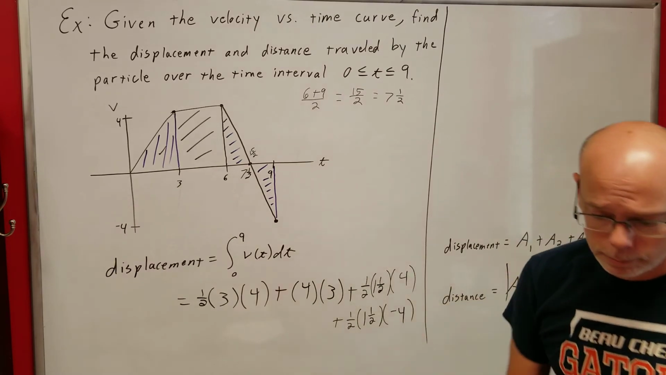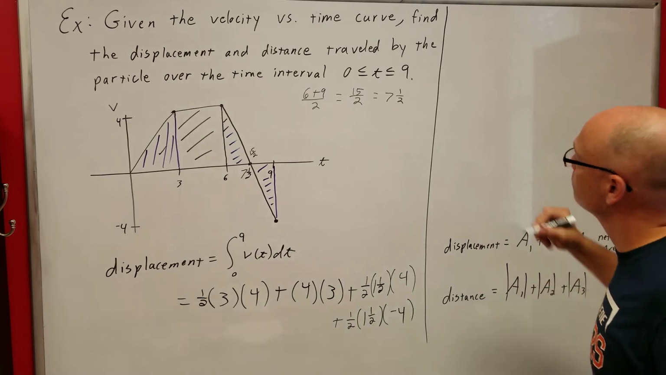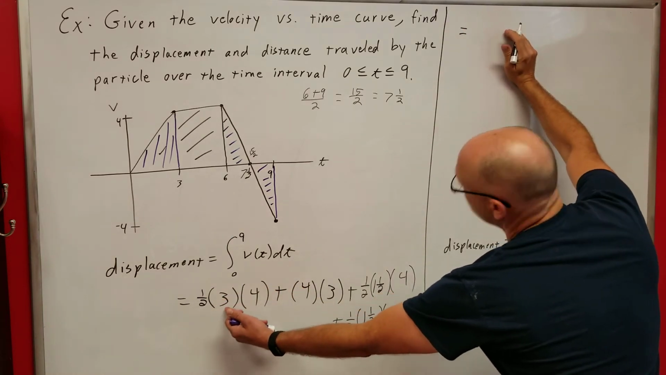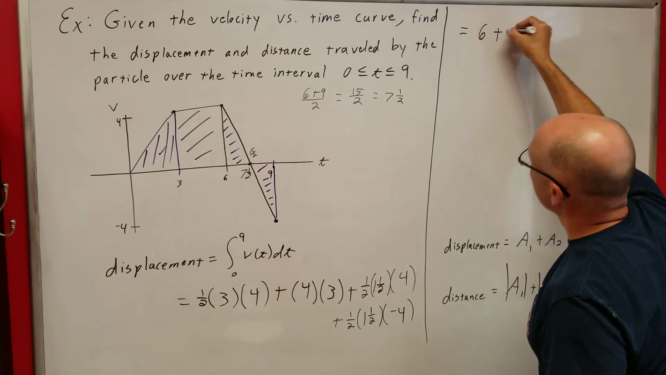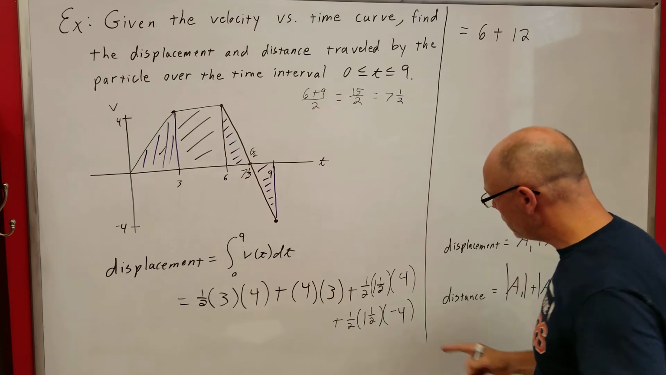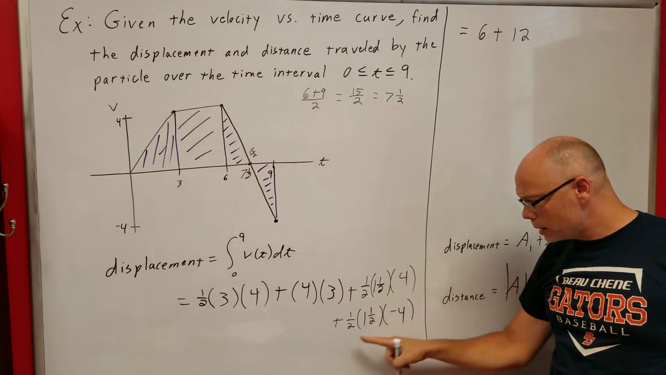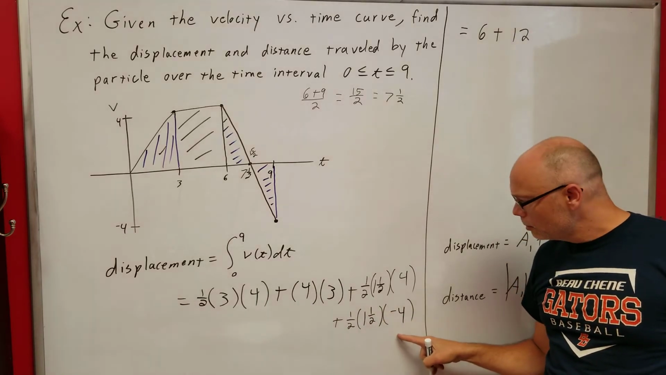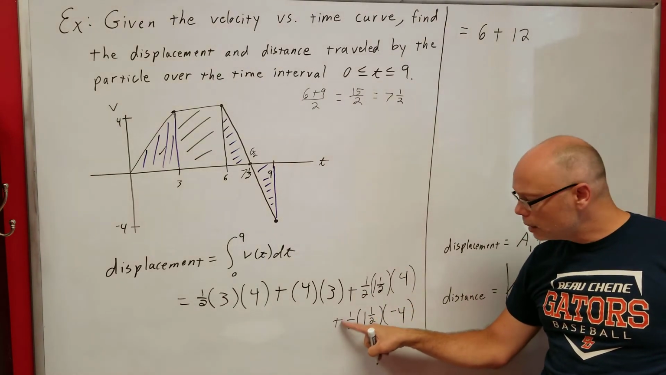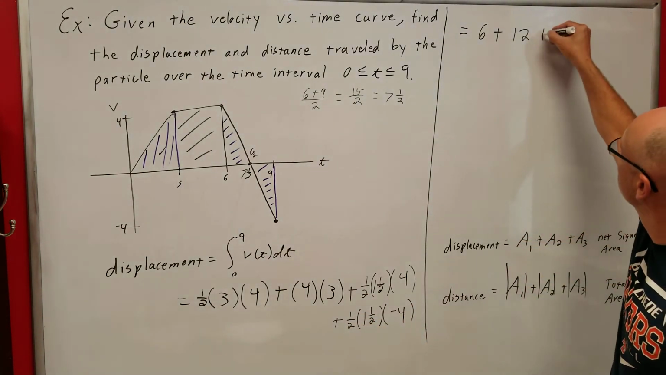Let's see. What is that going to give me? Well, 1/2 of 4 is what? 2. 2 times 3 is 6. Plus, what does this give me? 12. Now look at this right here, okay? This is the same thing as this part right here, but one of them's going to be positive and the other one's going to end up being what? Negative, so they just zero each other out.